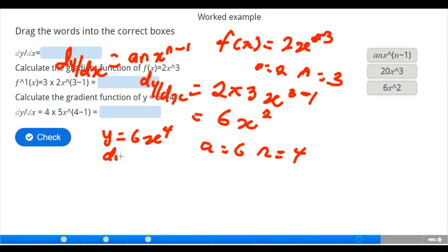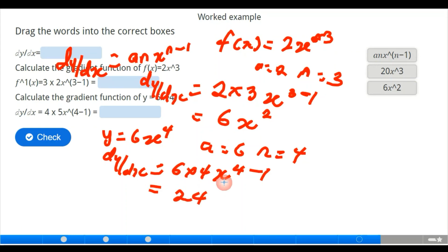So we have dy/dx equals, that implies that we are differentiating y with respect to x. So we have 6 multiplied by 4, x^(4-1). So 6 times 4 is what? 6 times 4 is 24, right? So, okay, 4 minus 1, that is 3. So we have 24x raised to power 3.